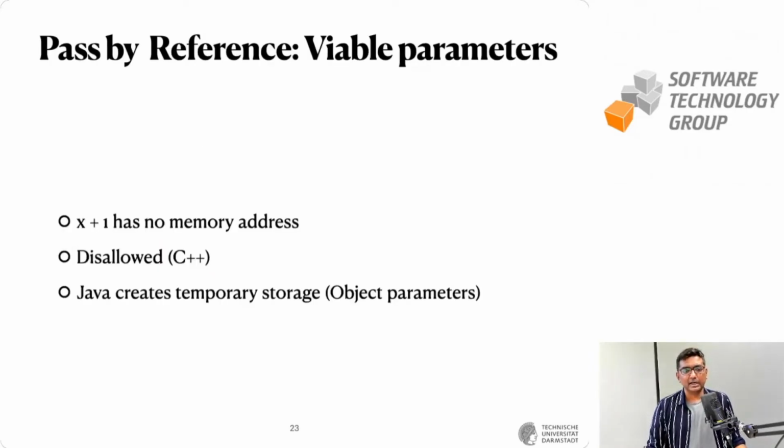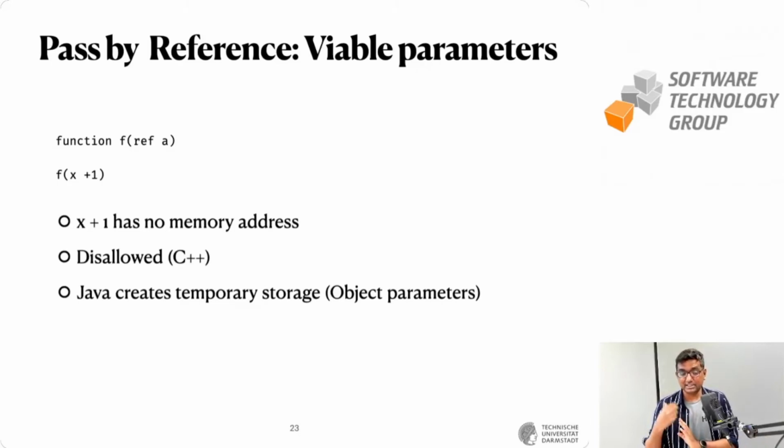So now that you've seen pass by reference, a question would come immediately, right? Because when you pass a variable, you're only passing the address to that variable. What if you're calling the function with an expression which doesn't have a memory address immediately, right? In this example, you have a function which takes in one parameter and you call it with x plus 1.